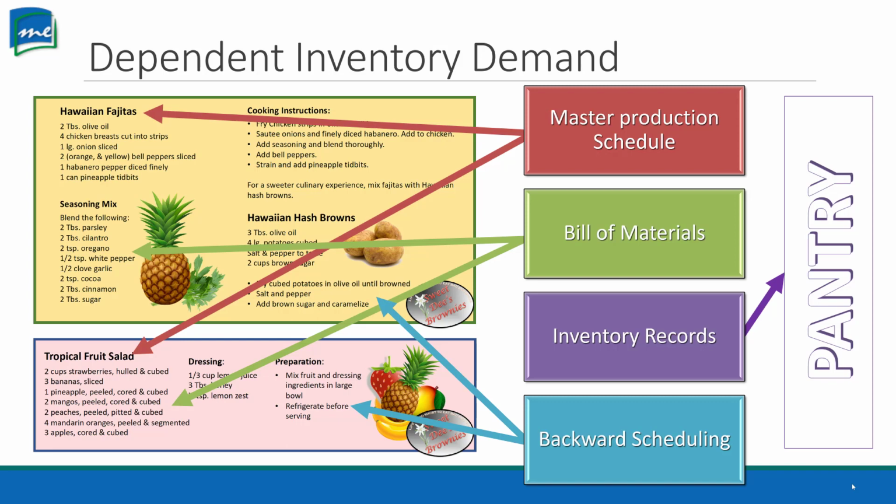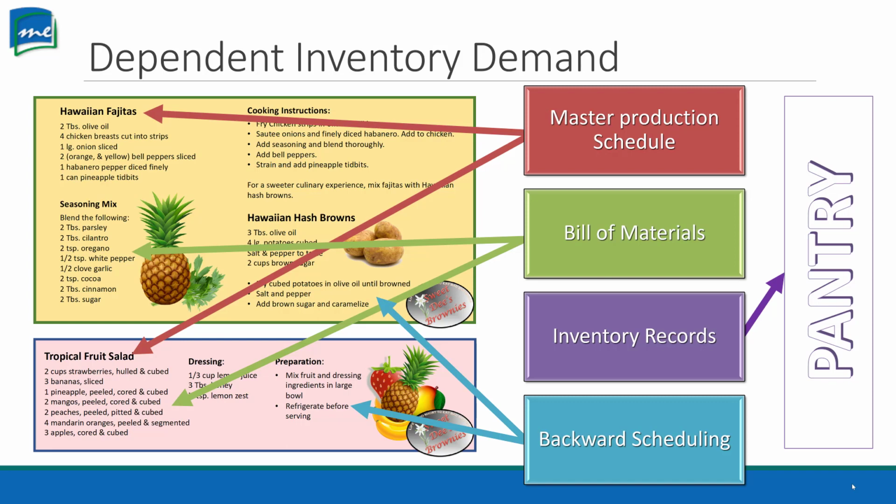And then we look at that backwards scheduling. We kind of do the backwards scheduling at the same time as when we're looking to make sure we have the items. We're looking at what does it take to make these items. So when you look at it, we have preparation. Tropical fruit salad on the bottom says mix fruit and dressing ingredients in large bowl. Refrigerate before serving. That is what it takes to make tropical fruit salad. Now there's a lot of other work you need to do, for example, peeling, coring, cubing, as you'll see on the ingredients list.